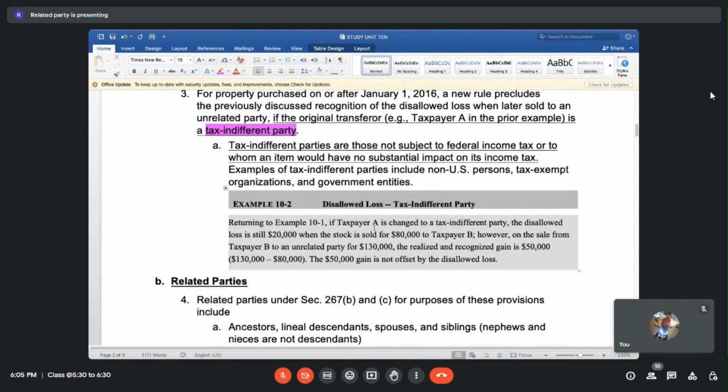Yes, sir. Returning to example 10.1, if taxpayer A is changed to a tax indifferent party, the disallowed loss is still $20,000 when the stock is sold for $80,000 to taxpayer B. However, on the sale from taxpayer B to an unrelated party for $130,000, the realized and recognized gain is $50,000. That is $130,000 less $80,000. The $50,000 gain is not offset by the disallowed loss.